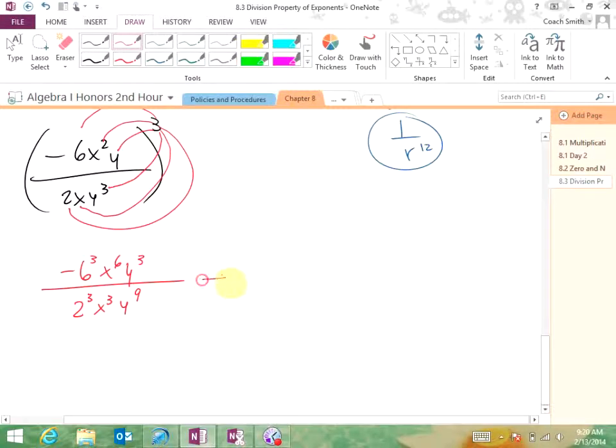Now's the time you need to see this as really three separate entities.